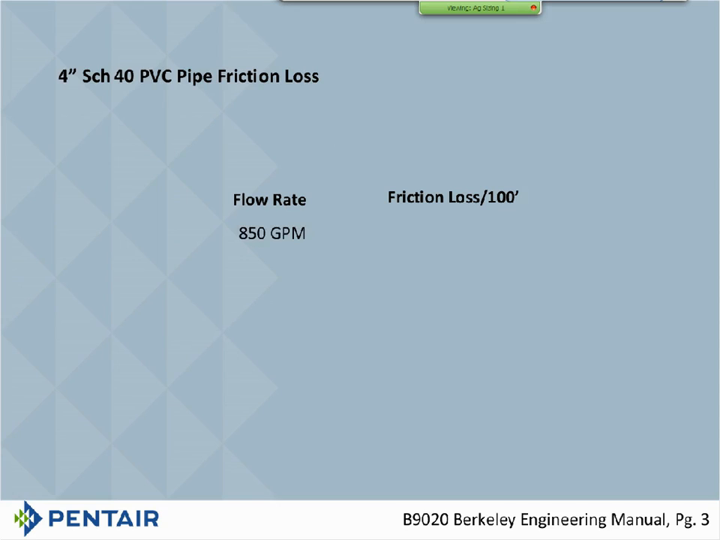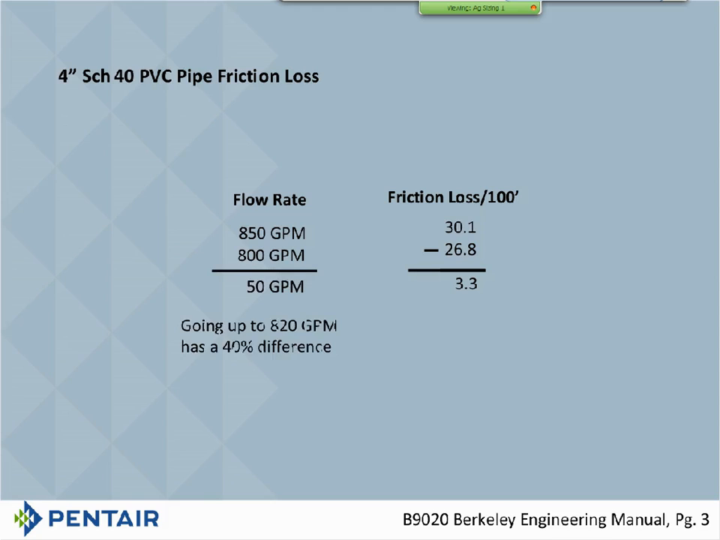All right. At 850 gallons a minute, we're at 30.1 feet of head loss per 100 feet of pipe. At 800 gallons a minute, we're at 26.8. If I subtract 26.8 from 30.1, that's going to equal 3.3. Now, just like before, the difference is 50, so we want 40% of that 3.3. So I take 0.4 times 3.3, and I wind up with 1.32 feet of head loss.